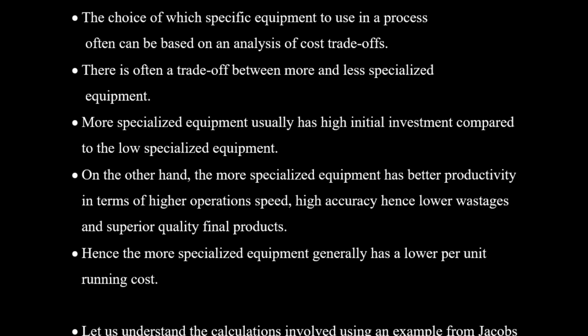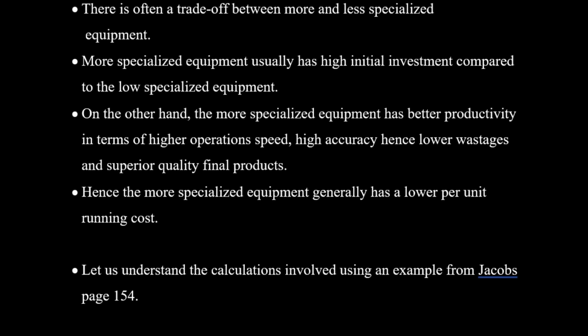More specialized equipment usually has high initial investment compared to the less specialized equipment. On the other hand, the more specialized equipment has better productivity in terms of higher operational speeds, higher accuracy, and hence lower wastages and superior quality final products. Hence, often the more specialized equipment generally has a lower per unit running cost.